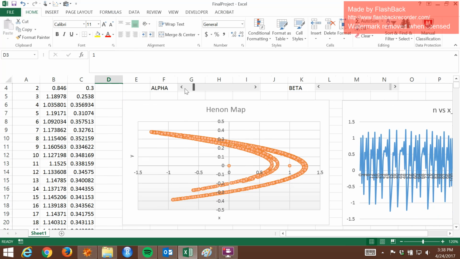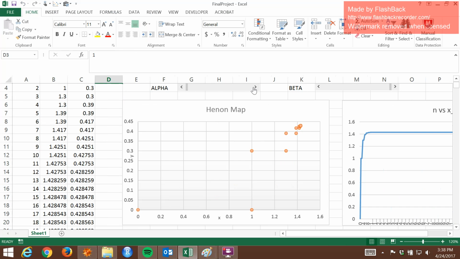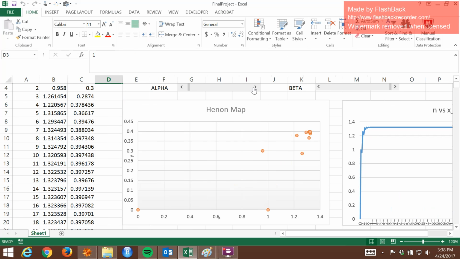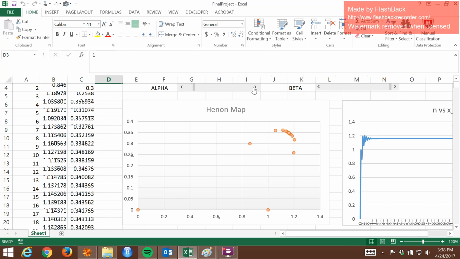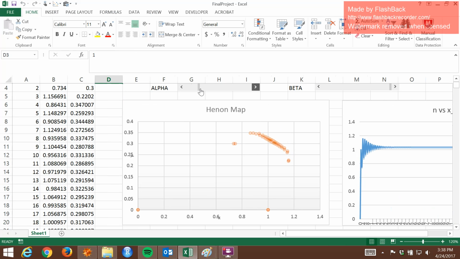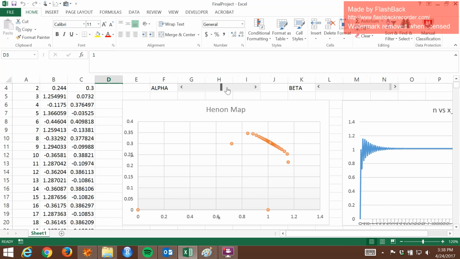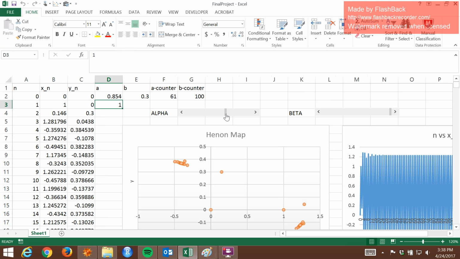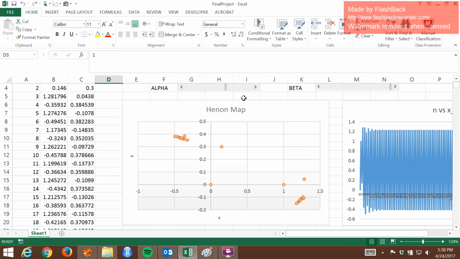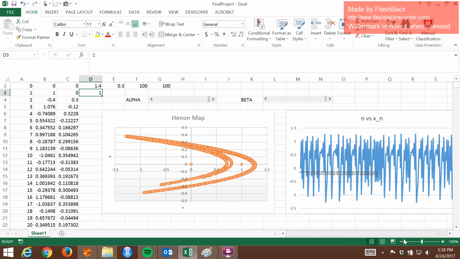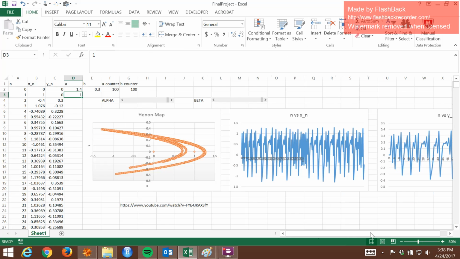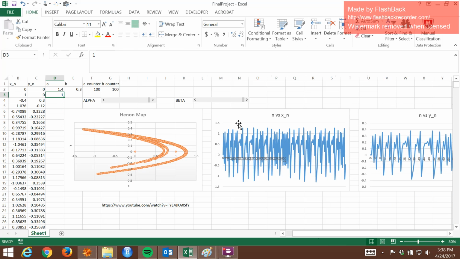And if we move alpha to 0, we can see how the graph changes as alpha increases. We got some periodic points. As alpha gets up to 0.854, we have some periodic points again, and back up to 1.4. I feel like this is a lot easier to see when we graph n versus x_n and n versus y_n.